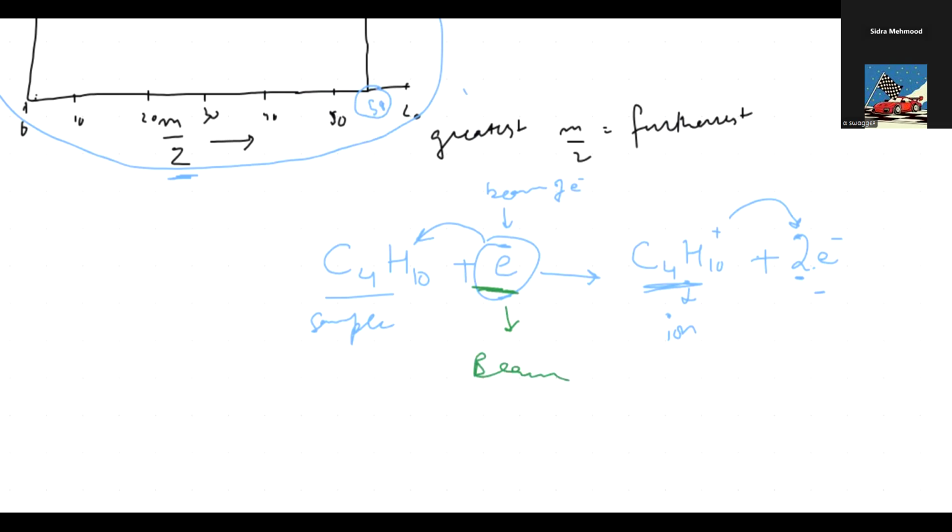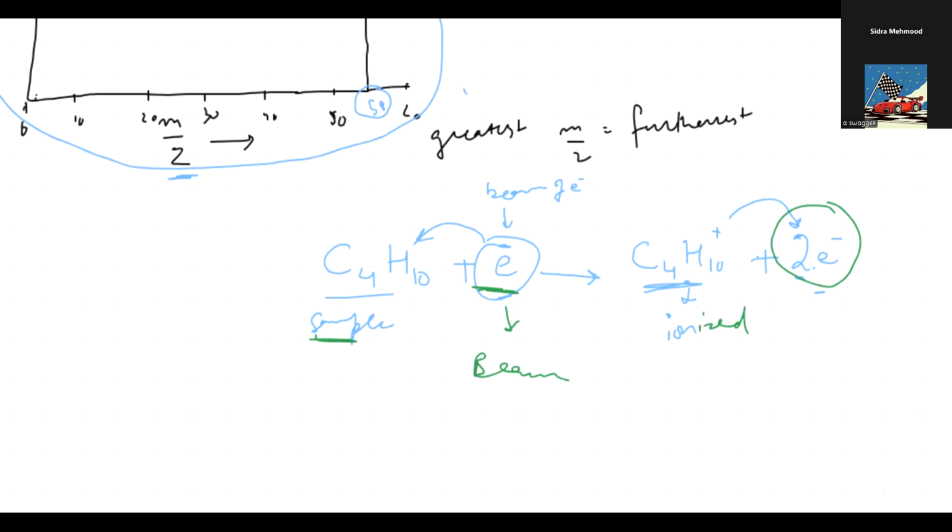What those high energy, high speed electrons do with the sample is that they will knock out an electron of the sample. This beam of electrons will strike the sample and knock out its electrons. That's why here it is one electron and on this side we have two electrons. So this high energy beam of electrons will strike the sample and knock out its electron, and the sample gets ionized.